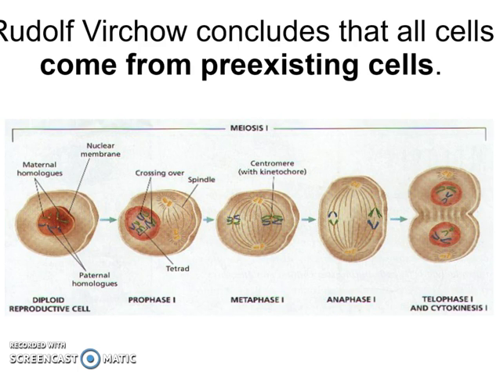Next in our timeline, Rudolf Virchow concludes that all cells come from pre-existing cells. So cells just don't pop up out of thin air. We don't know what came first. It's kind of like the chicken and the egg, but we do know that cells are going to come from other cells.